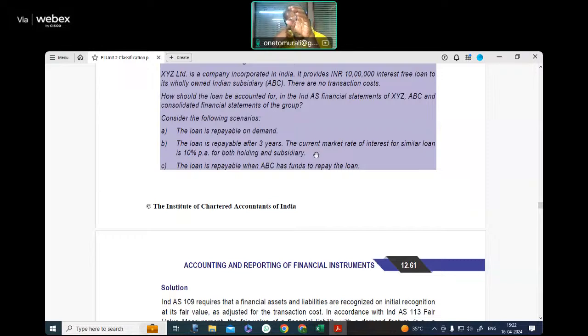There is no maturity available, so it cannot be taken up there. I mean, the business model test is failing. When the business model test is failing for both amortized cost and fair value through other comprehensive income, by default it will be falling under fair value through profit and loss account.